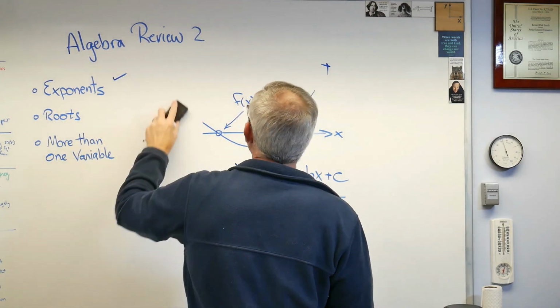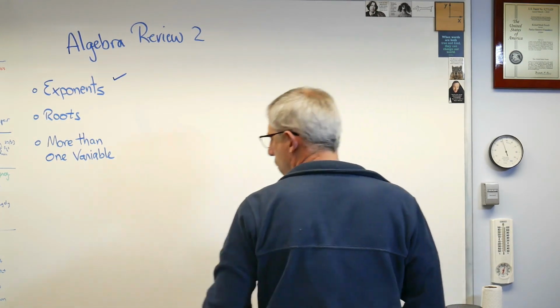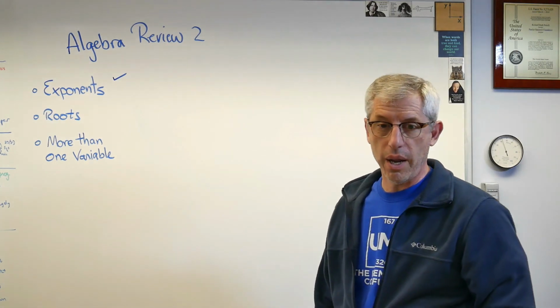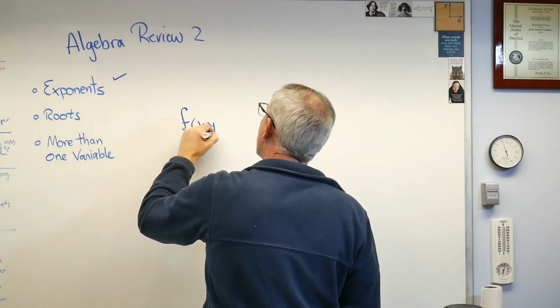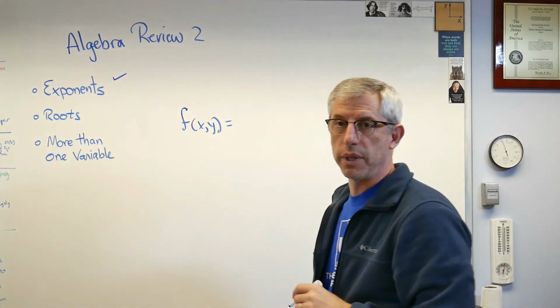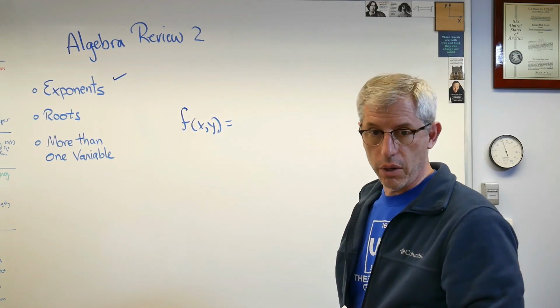Finally, what happens if you have more than one variable? Right now, we've only got one independent variable. We've only got x. So what if I had f of x, y? So I've got two independent variables now. Now I can't plot this on just a 2D curve. Now I need a surface, a 3D curve.